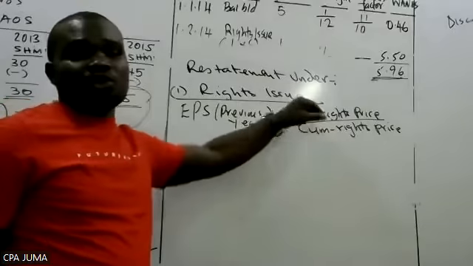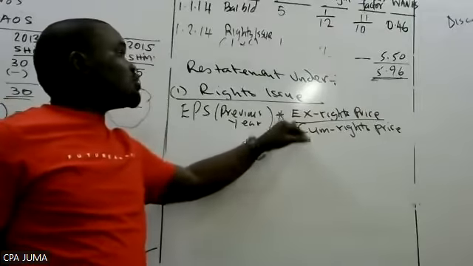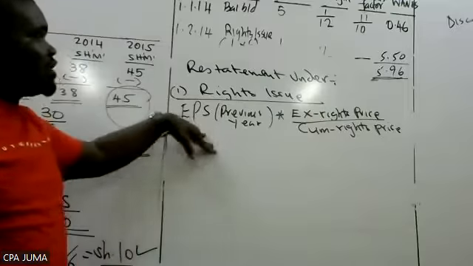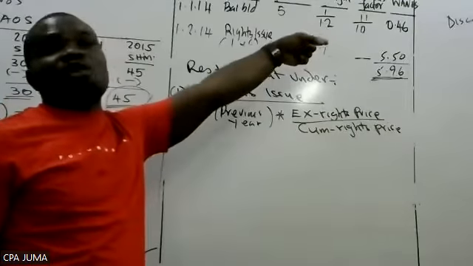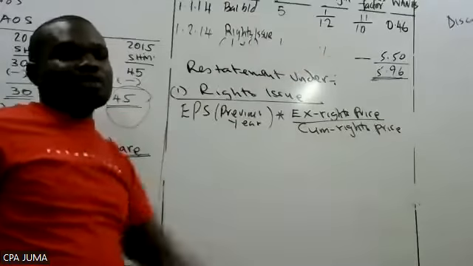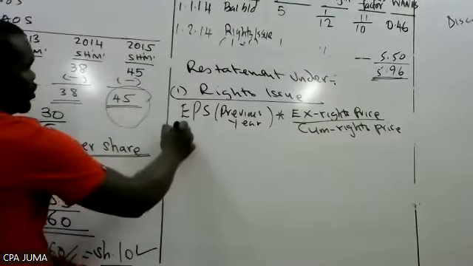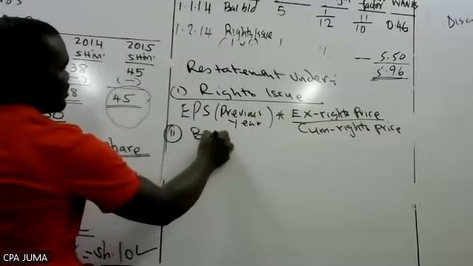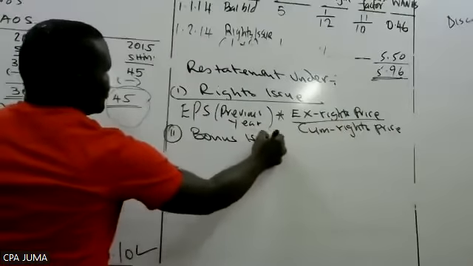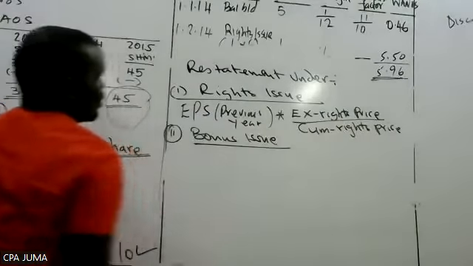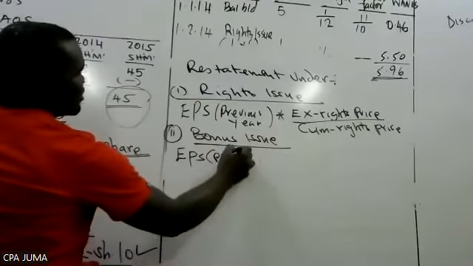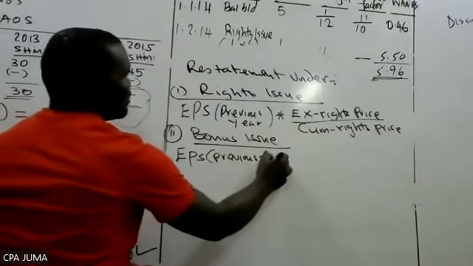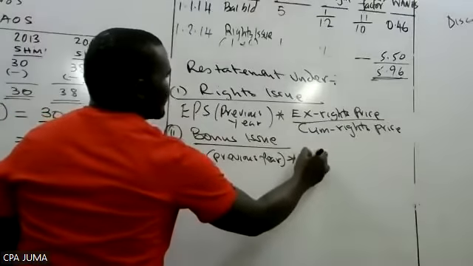This is the main issue, this bonus factor. So this is what you deal with. You go to last year, check what the EPS was, and multiply with the reciprocal of that bonus factor. You will have restated. Two, for bonus. Bonus issue, you take EPS previous year times the bonus factor.